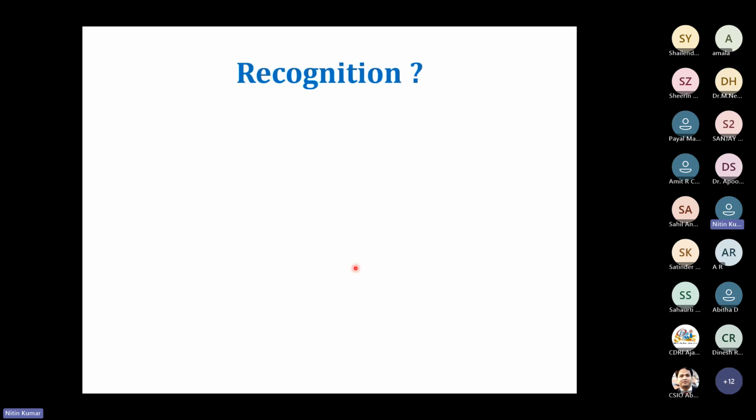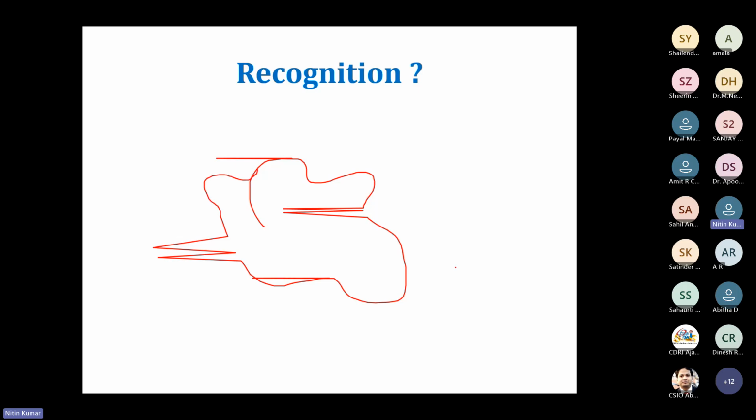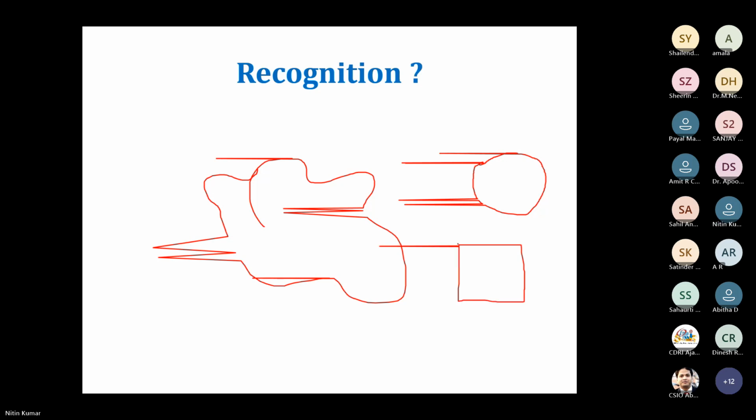So let me start with a simple question about recognition. I draw a random kind of object. Does anybody recognize what this is? What does this object mean? No? If I draw something like this, with some arrows going, can anybody recognize this shape? Yes? Okay, you can respond. This is a square, or a rectangle. This is a square, this is a circle, but this shape we may not all know.